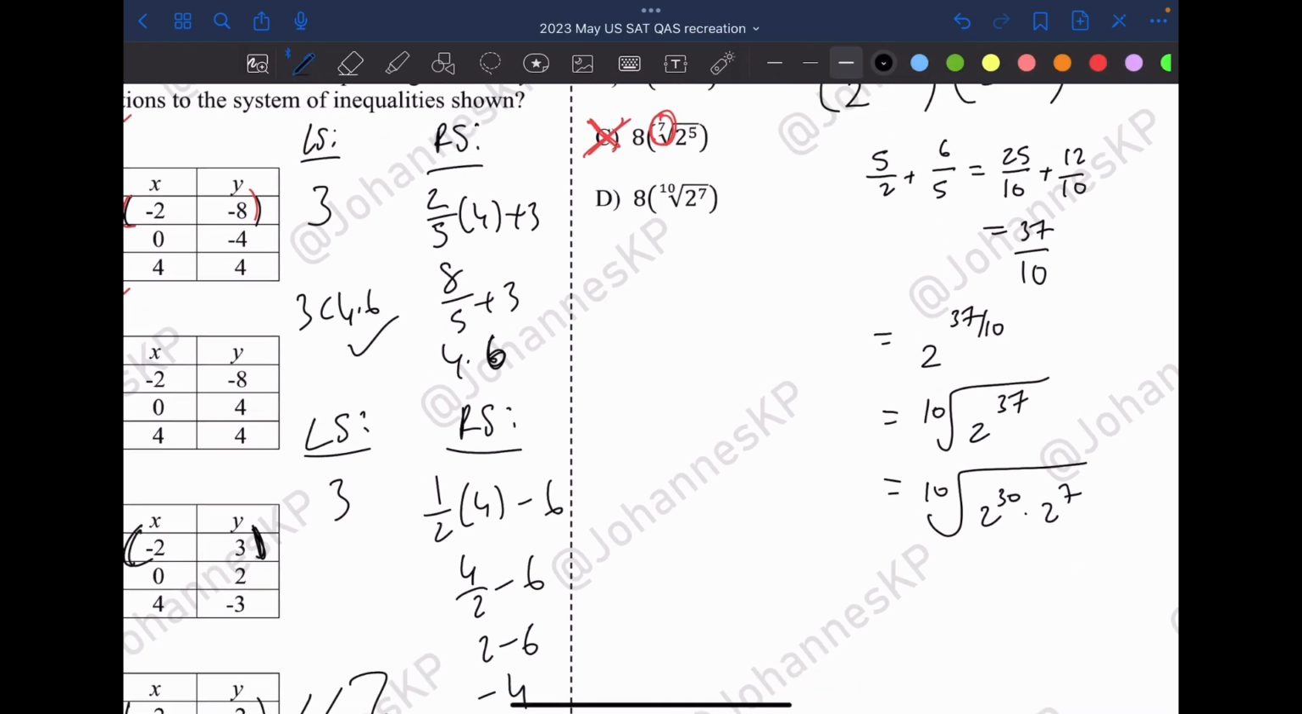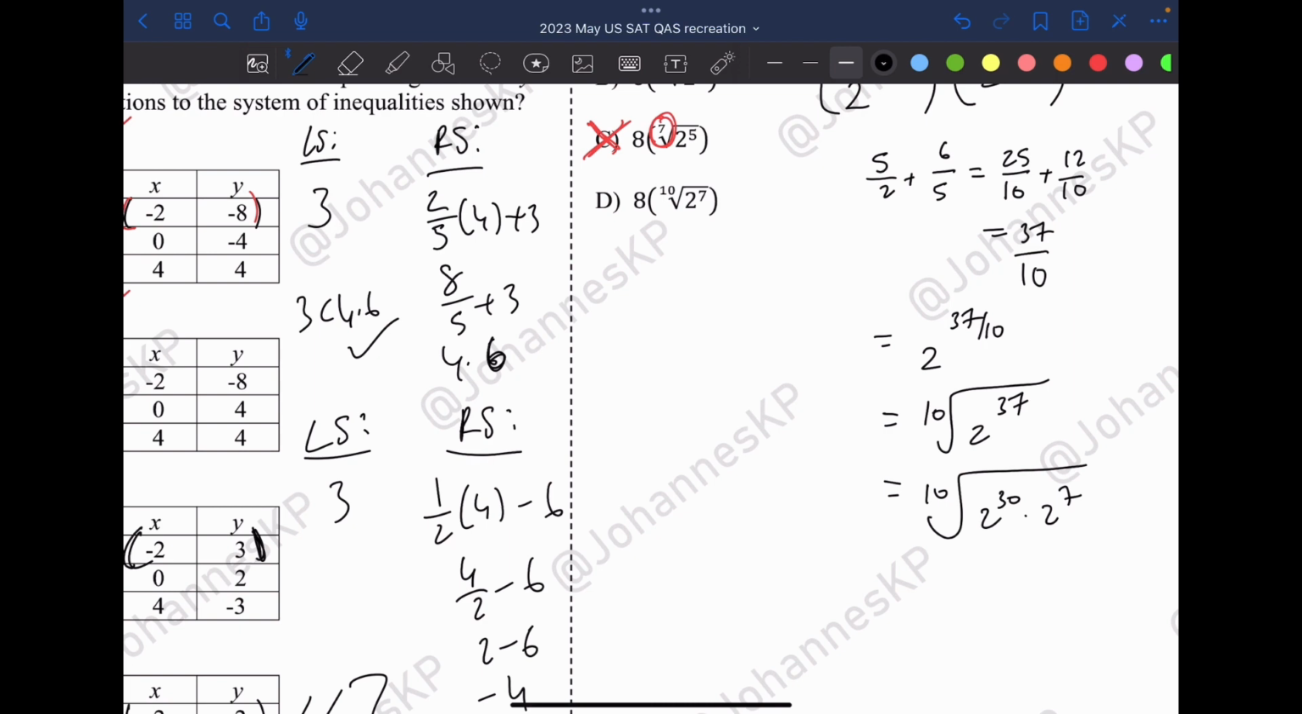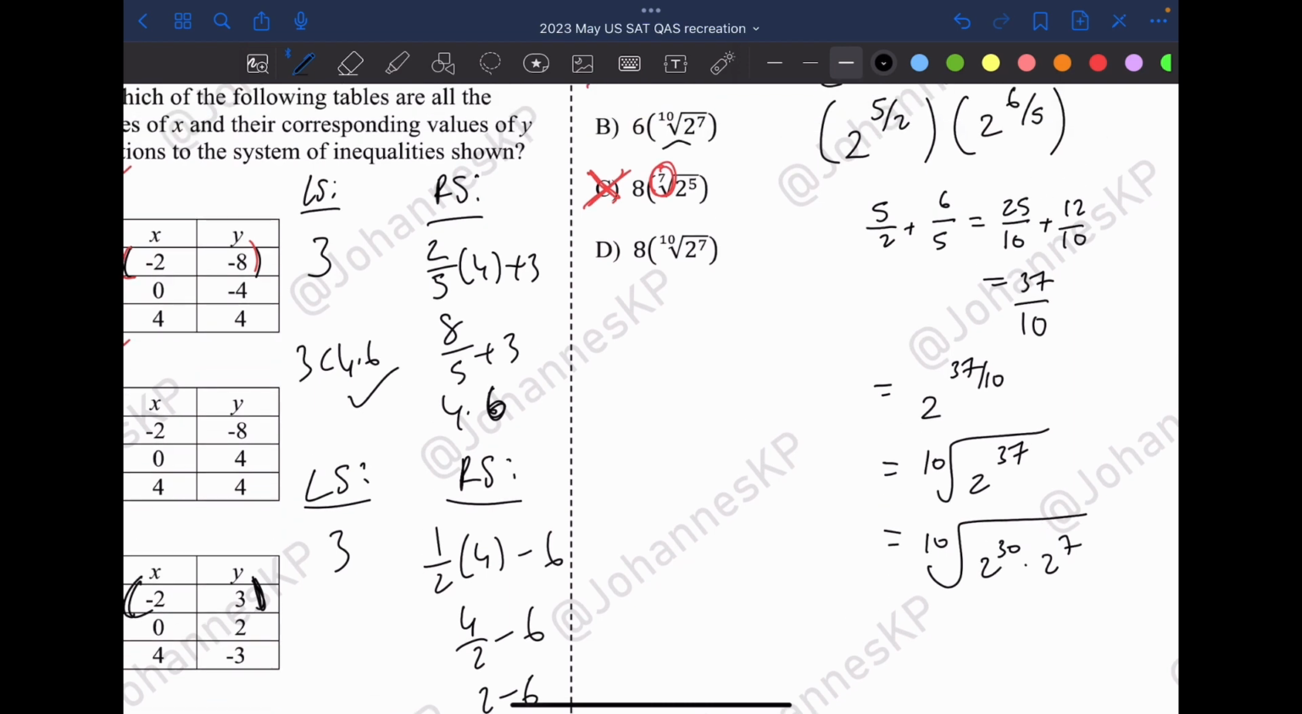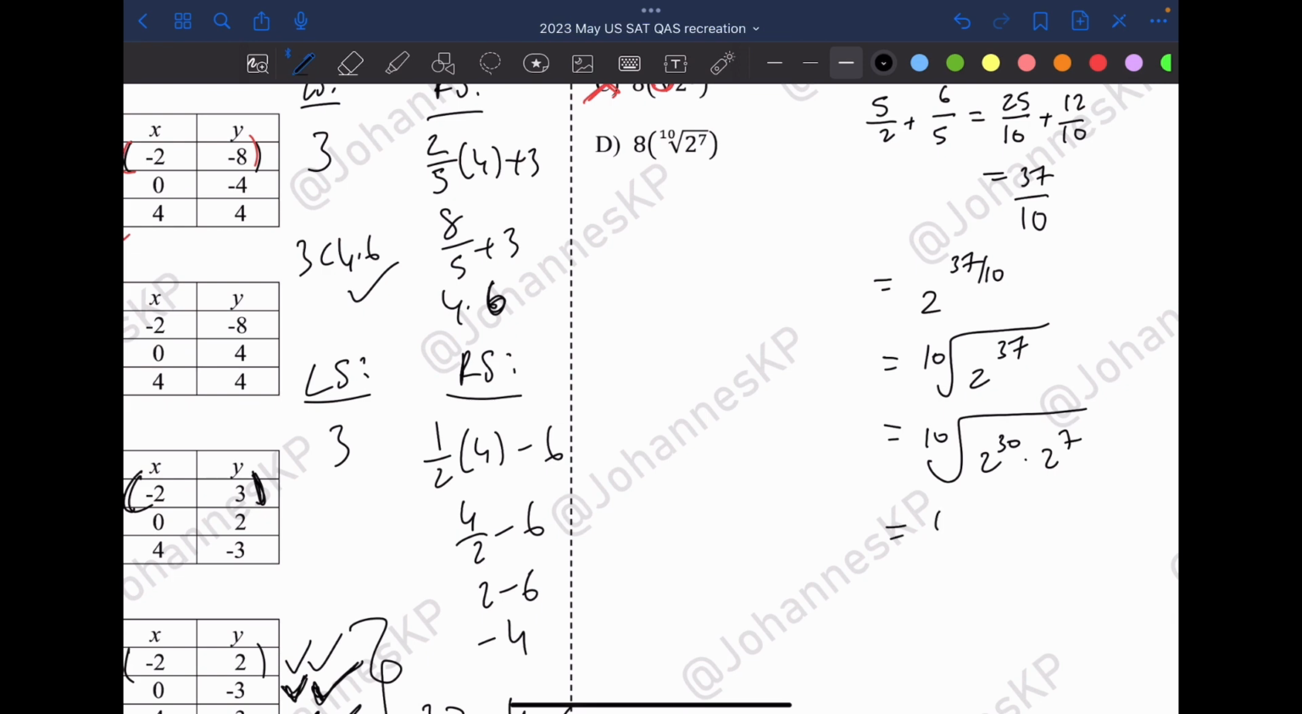Okay, now we do notice that the answers only have one root. We don't have double like what we have right now, so somehow we need to get rid of this 2 to the power of 30. So let's bring it outside. We would have the 10th root of 2 to the power of 30 times the 10th root of 2 to the power of 7. We would have these two.